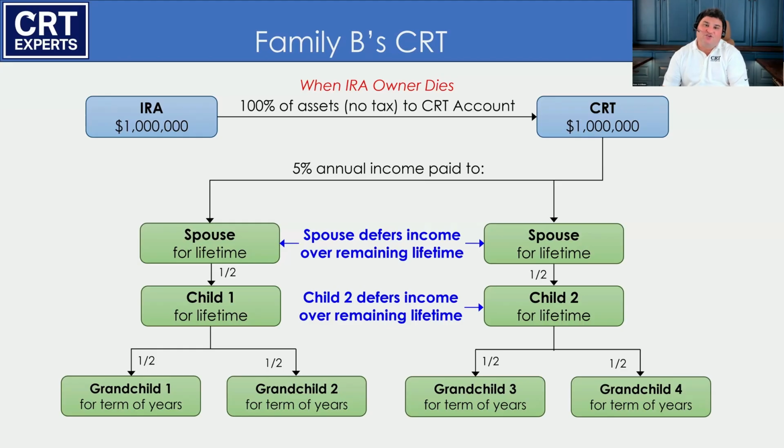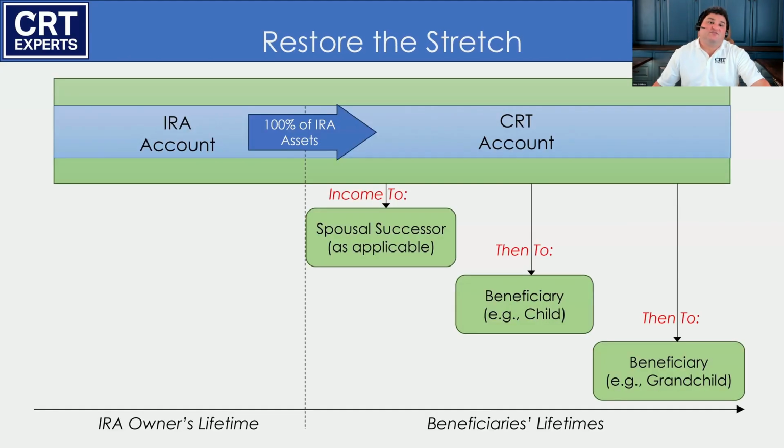If bloodline's not a huge concern, and it often is, but if it's not, and there's a son-in-law or daughter-in-law we can include, we can reduce that mortality risk. So again, lots of different ways we can take the CRT design, but in any of these scenarios, we're accomplishing this higher level objective of restoring that old stretch that the Secure Act took away.